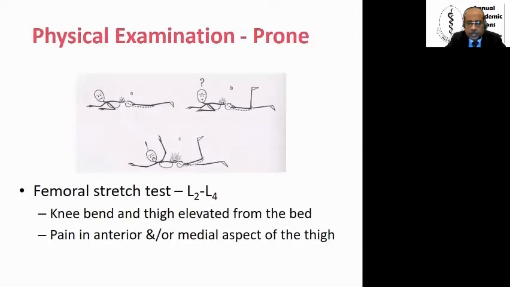And next, you ask the patient to go prone. The important test there is called the femoral stretch test, which tests the upper roots, that is L2, L3 mainly, and maybe a bit of L4. You bend the knee, flex the knee to 90 degrees, and elevate the thigh from the bed. If the pain is in the anterior or medial aspect of the thigh, that's taken as a positive test for these nerve root irritations.